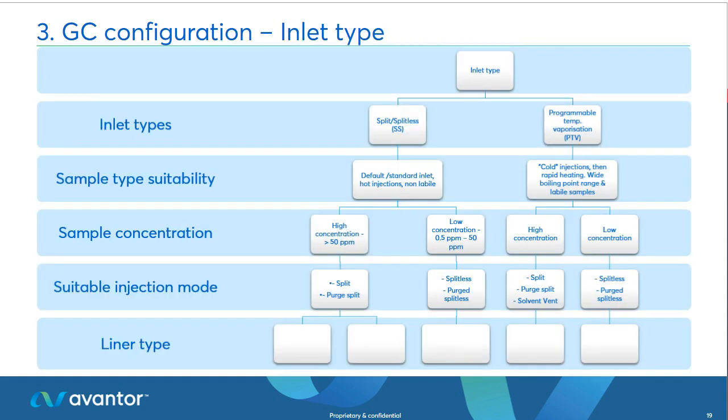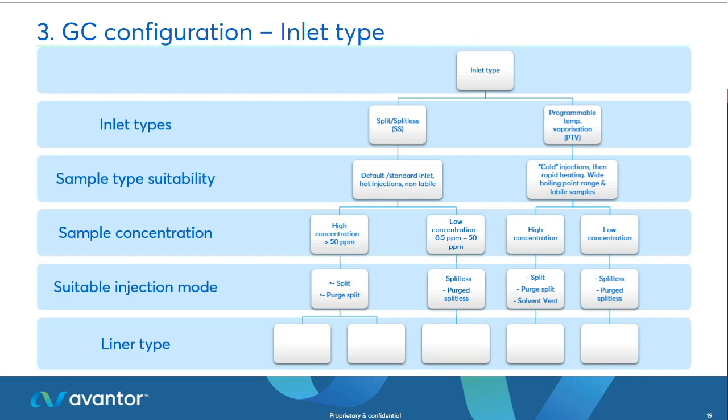A good way of understanding this is to look at the inlet types and compare two of them: the splitless and the PTV, the programmable temperature vaporization inlet. For the splitless, the suitable sample type is a default standard inlet, and you can do hot injections of non-labile samples. For the PTV, it's cold injections with cooling. You can look at a wide boiling point range, and labile samples are more suitable for PTV. Sample concentration for both can be high or low.